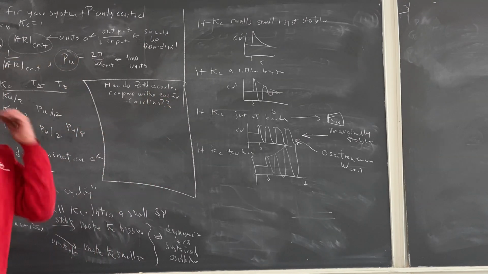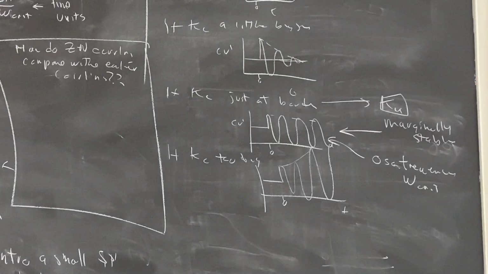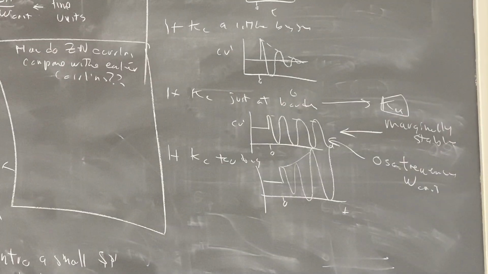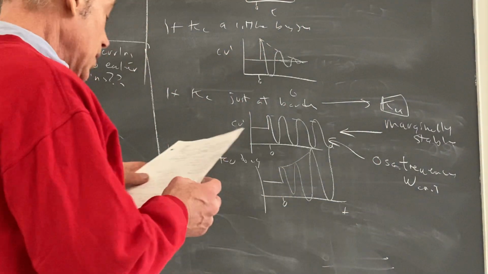Remember, the earlier correlations were not based on stability. They were just based on a plug flow followed by a CSTR, a delay and a CSTR. These, because they depend on the Bode analysis, are stability based. So let me give you a little graph that's typical of this.